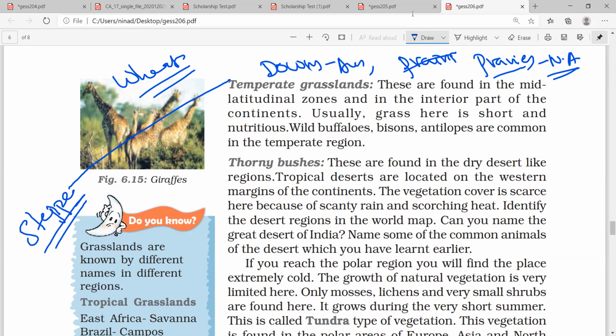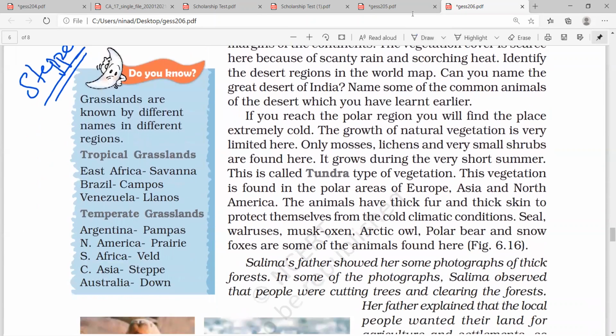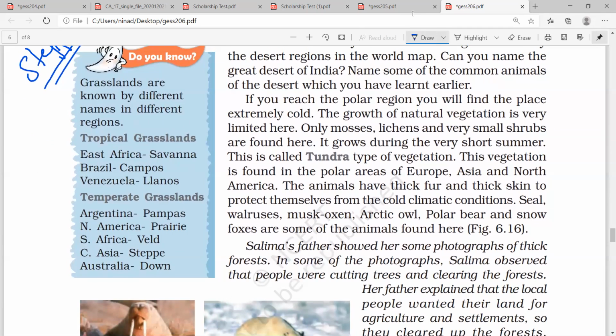It is known by different names in different places. Look at this, please copy this down. In Africa it is known as savanna, in Brazil Campos, and in Venezuela it is known as llanos.